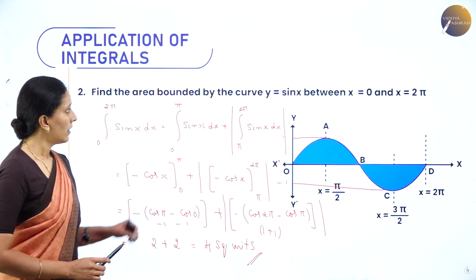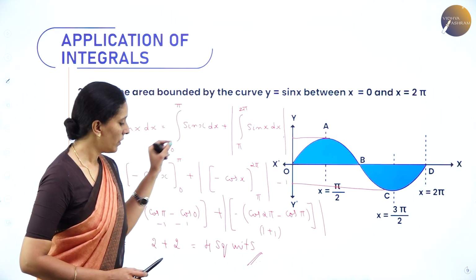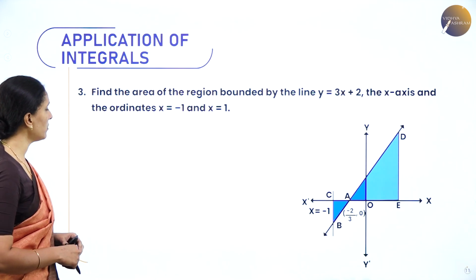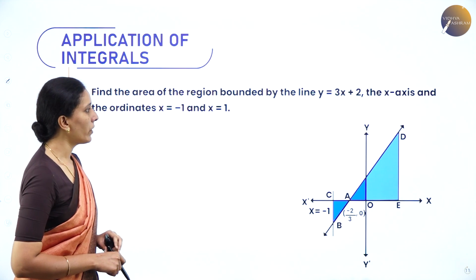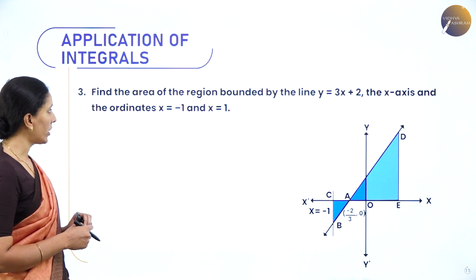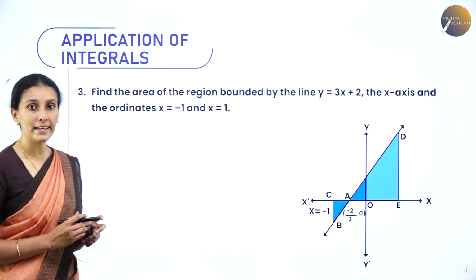So thus the area of the sine curve between 0 to 2 pi is 4 square units. Next question. Find the area of the region bounded by the line y is equal to 3x plus 2, the x-axis and the ordinates x is equal to minus 1 and x is equal to 1.